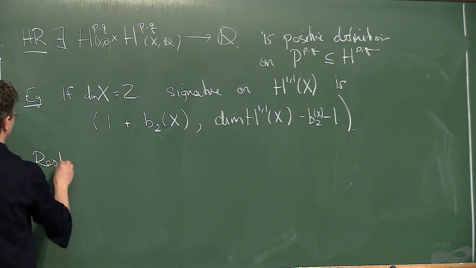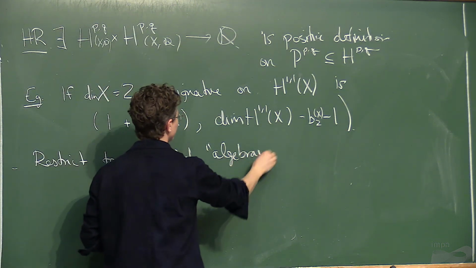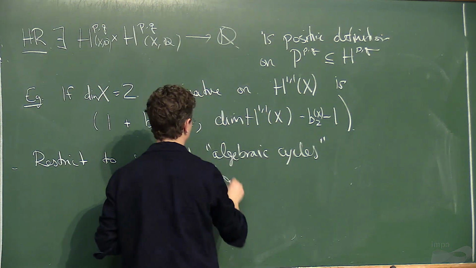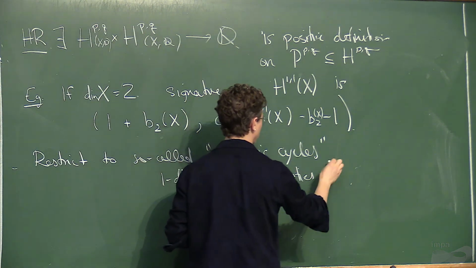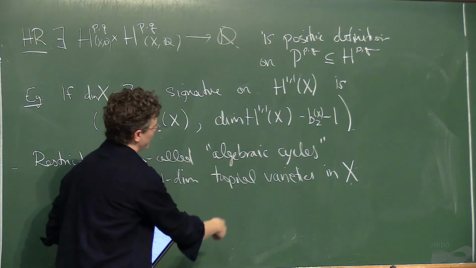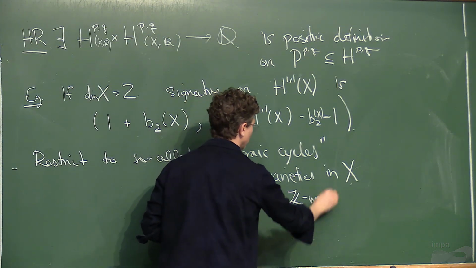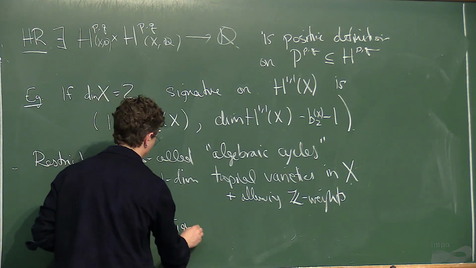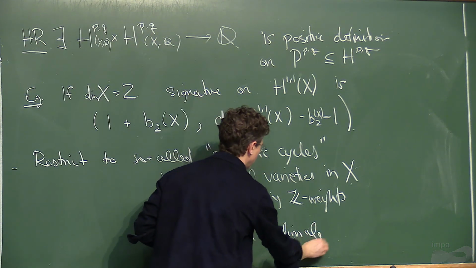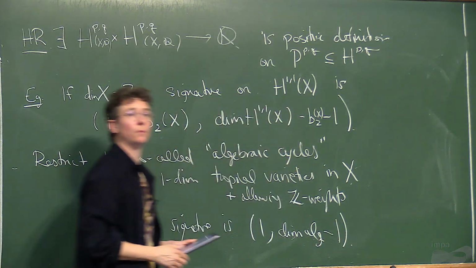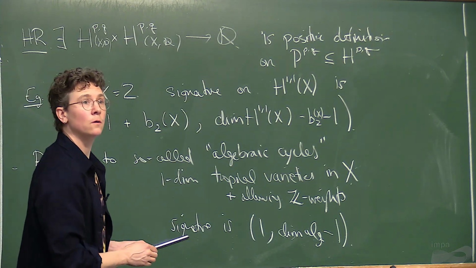But if we restrict to so-called algebraic cycles, so these are one-dimensional tropical varieties, so tropical curves in X, and generalizations where I allow negative weights, possibly, then the signature is 1 comma, whatever the dimension of the algebraic cycles is, minus 1.